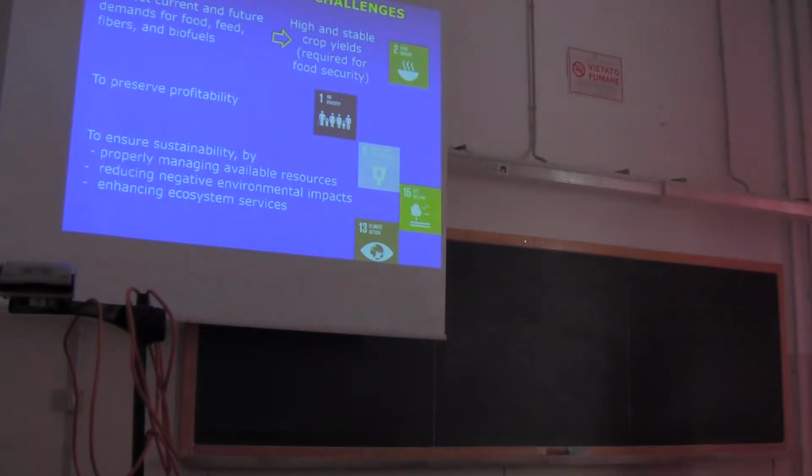Now, I was saying about high and stable crop yields. The stability of crop yields is one of the three pillars of food security. So it's an important aspect. The other two being access to food and the availability of safe food.